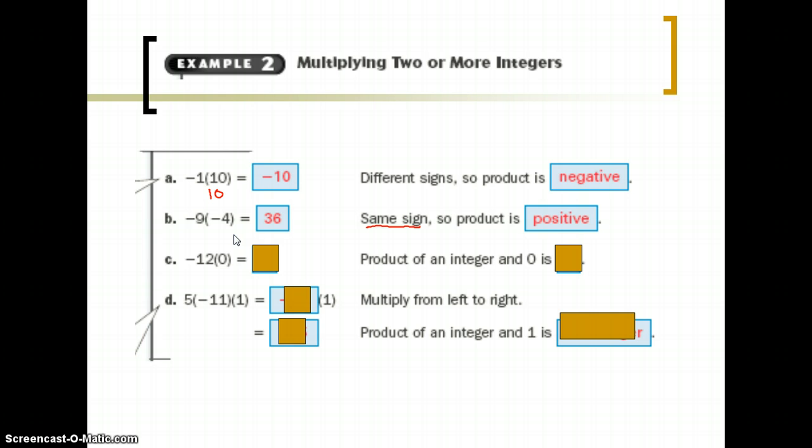Negative 12 times 0, this is the multiplication property of 0, which says the answer is 0. For problem D, we need to multiply from left to right. What's 5 times negative 11? 5 times 11 is 55. Different signs make negative. Multiply by 1, and you'll get negative 55, because multiplying by 1 is the identity property.